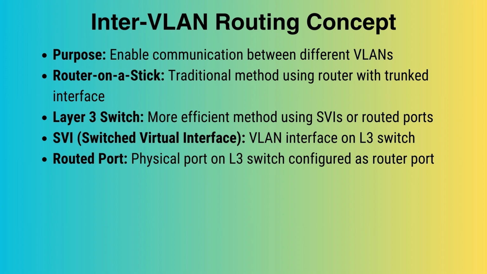Inter-VLAN routing is a critical concept that enables communication between different VLANs. VLANs are used to segment a network into smaller, more manageable pieces. However, for devices on separate VLANs to communicate, routing between these VLANs is necessary. Traditionally, this was achieved using a method known as router on a stick.